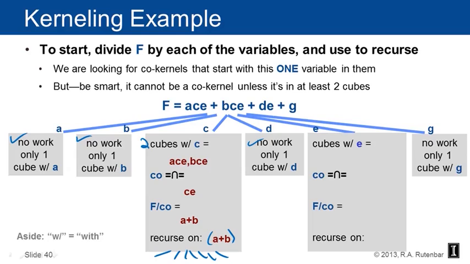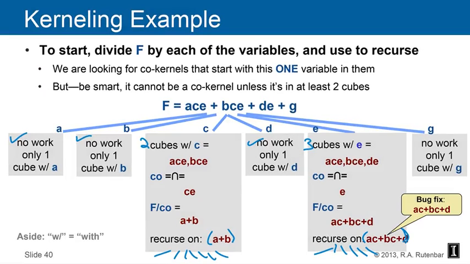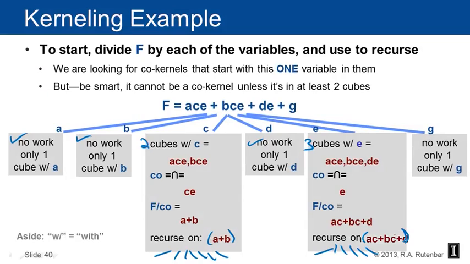How about E? Are there any cubes with E's in them? Yes, actually, there are 3 cubes with E's in it. And if you look, they are ACE, BCE, and DE. If we intersect them, we get a co-kernel candidate E. F divided by the co-kernel candidate E is AC plus BC plus D. That's cube-free, so that's a kernel. And again, we'll recurse by doing the same thing: call the function on AC plus BC plus D and check every single variable and see what we can find. Then when that returns, we'll go back and check the last variable, G. There's only one cube with a G, so there's no work. So this is what happens at the first layer of the recursive call.